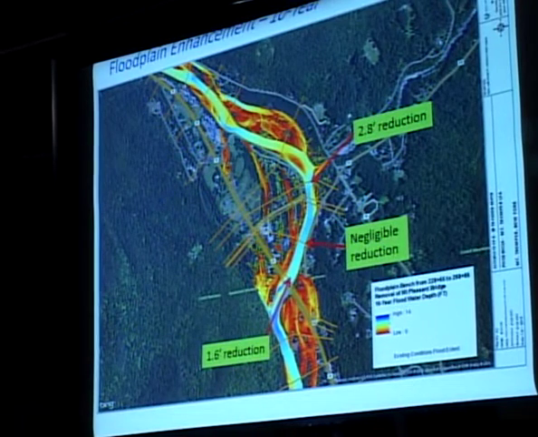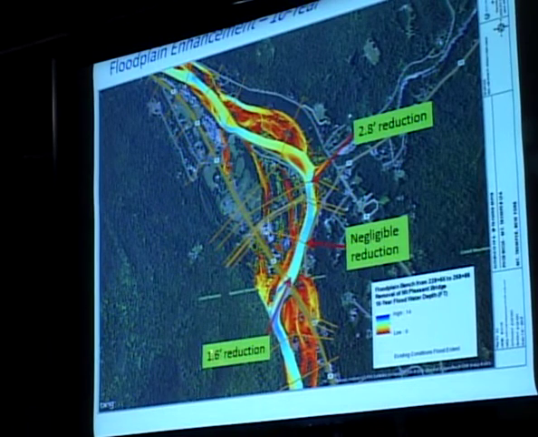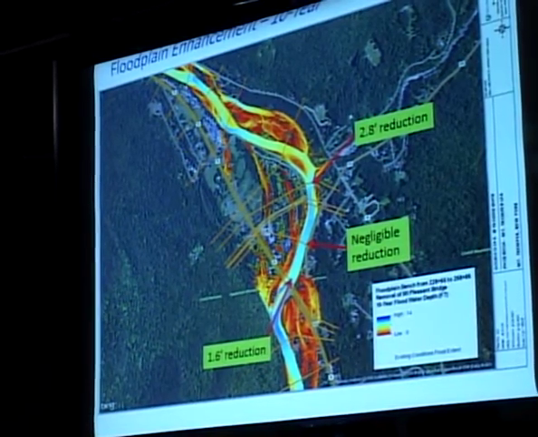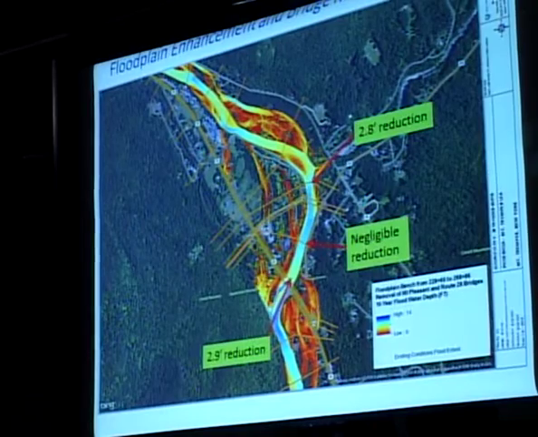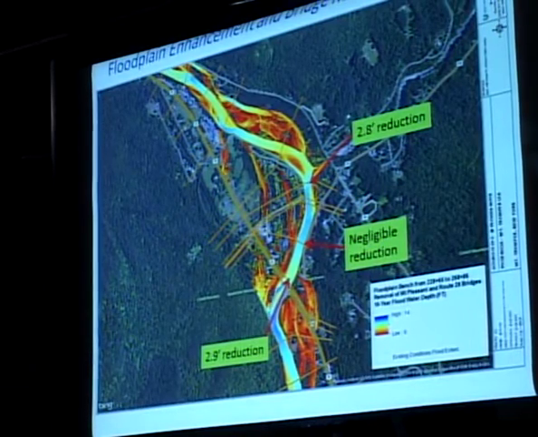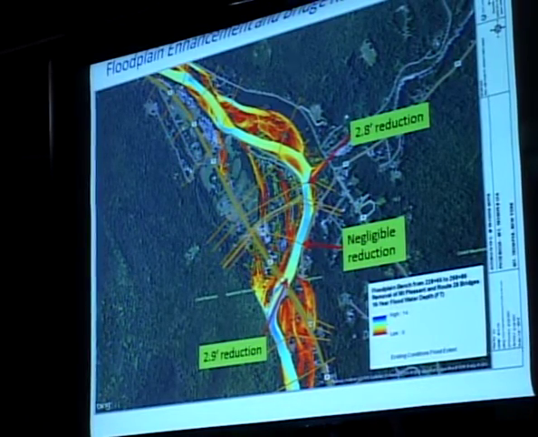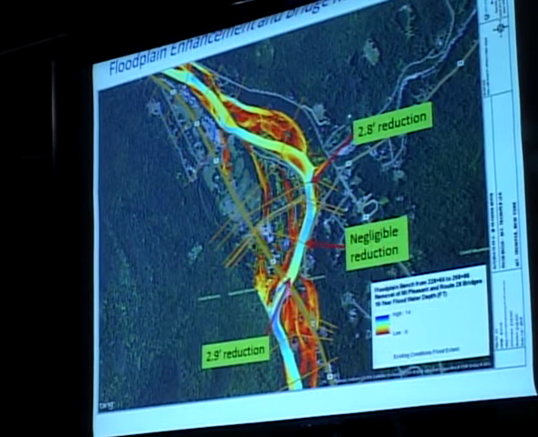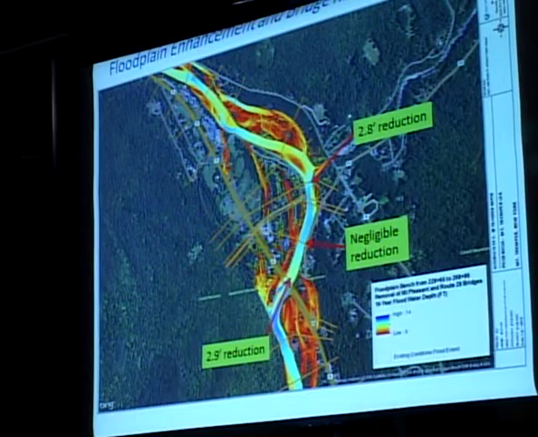With floodplain enhancement in the 10-year flood, you start to see some real reductions. 1.6 feet down here. With the floodplain enhancement and the bridge removal combined, we see an even larger reduction. So the combination of those two scenarios leads to some pretty good results.